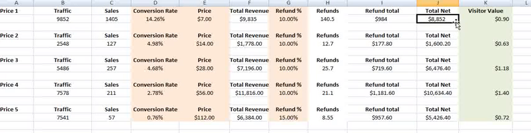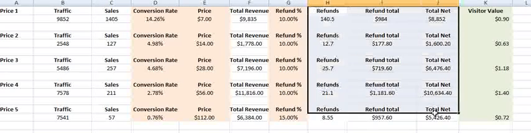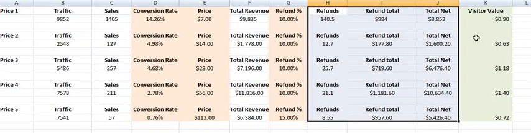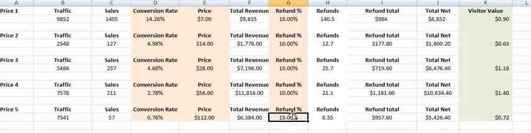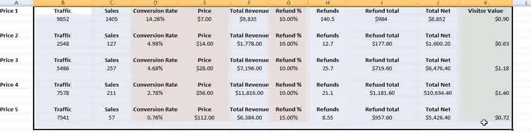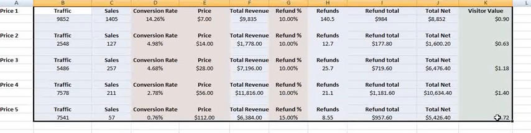What's beautiful about this spreadsheet is that it calculates every single aspect of it. It calculates the refunds, which is something a lot of people don't do when they calculate visitor value, and it is a must because, like I said, usually the refund percentage does go up when the price goes up. So it's a nice little spreadsheet you can set up in order to test your prices and see which price point gives you the higher visitor value, and obviously go after that one.